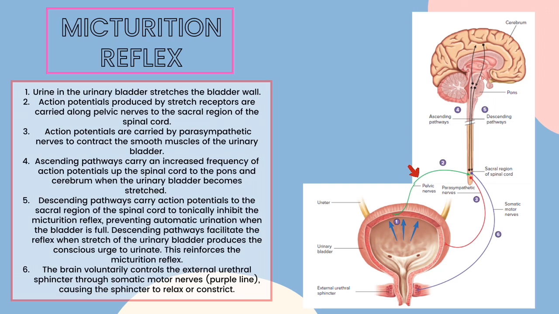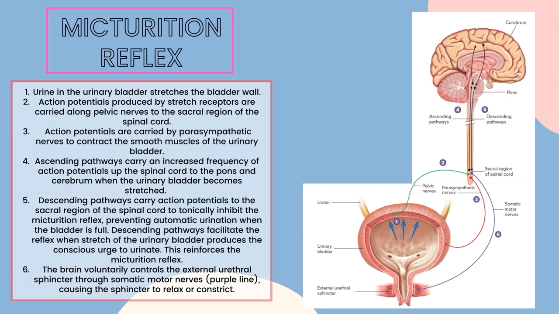green line, to the sacral region of the spinal cord. Third, the action potentials are carried by the parasympathetic nerves, which we can see here as the red line, to contract the smooth muscles of the urinary bladder.